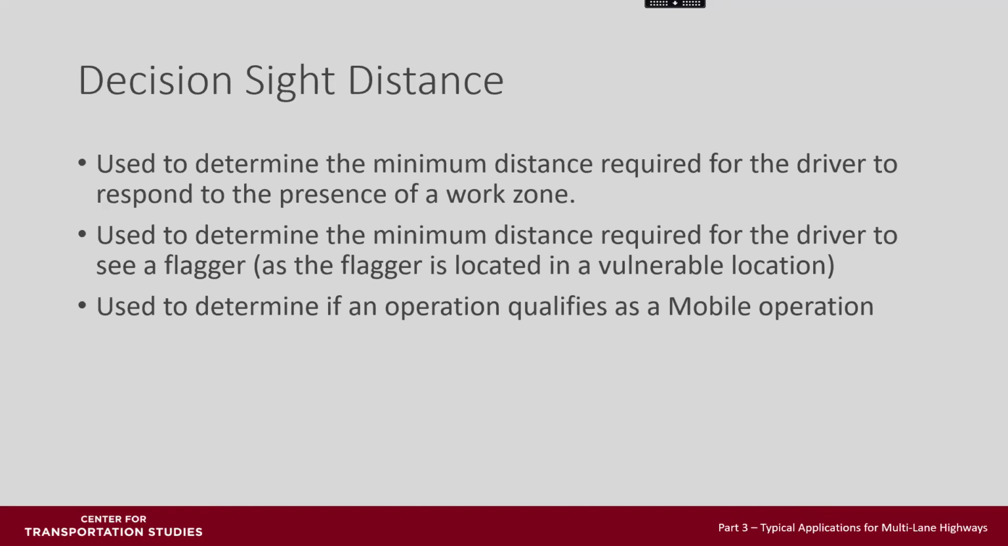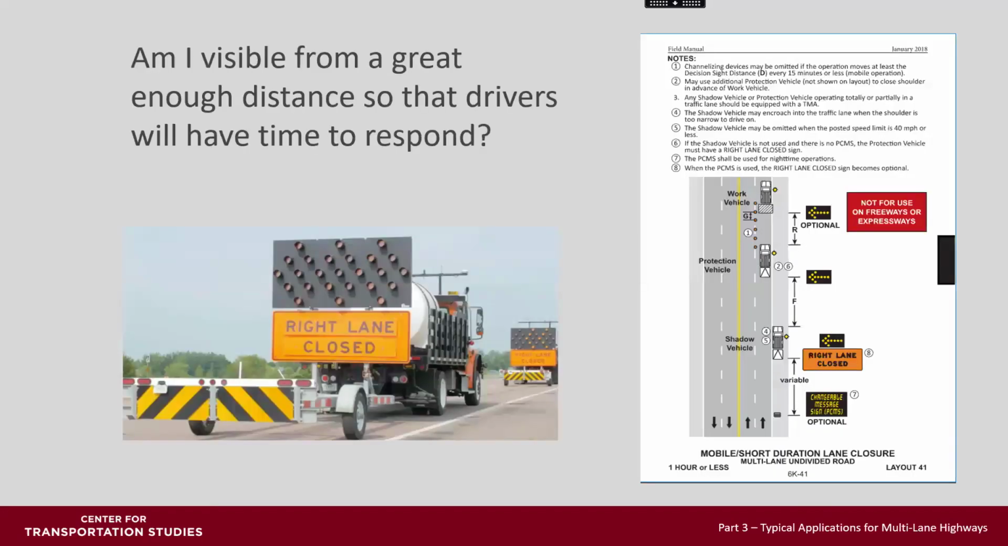In the field manual, the decision site distance is used to determine the minimum distance required for the driver to see a flagger, or see the work area. It is also used to determine if an operation qualifies as mobile. The required decision site distance is included in the temporary traffic control distance charts. You should always locate the advanced warning devices in a location where there's adequate decision site distance, especially for mobile operations.